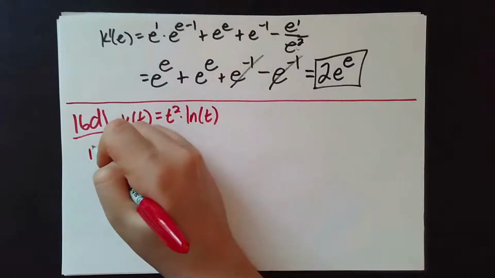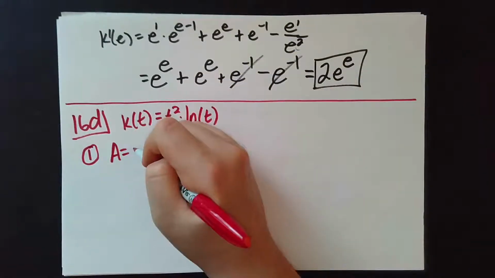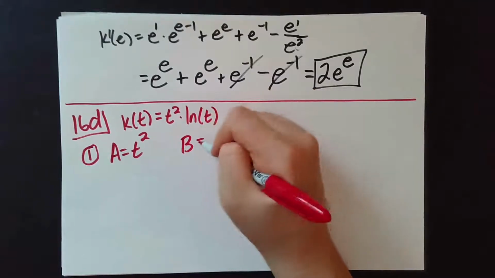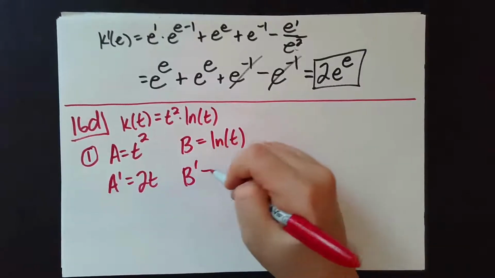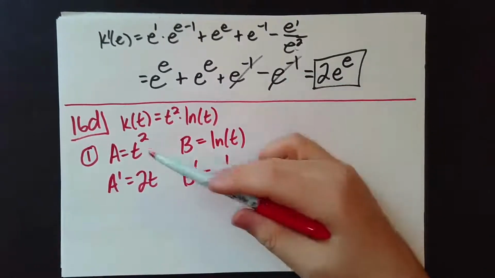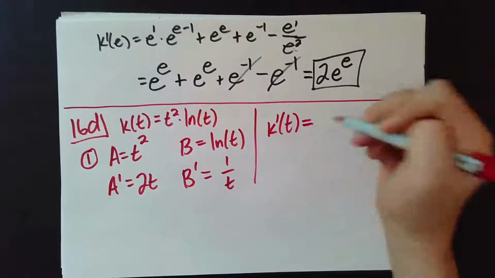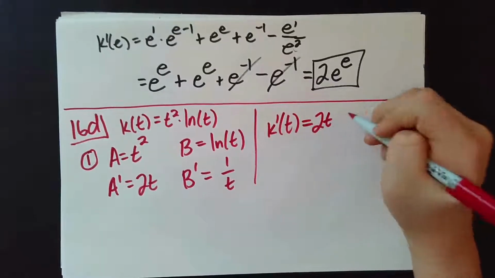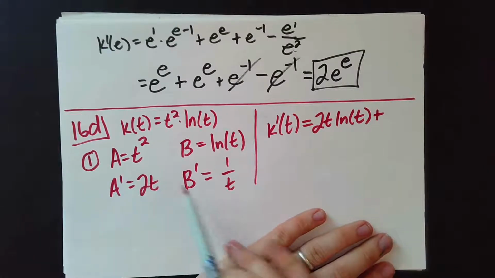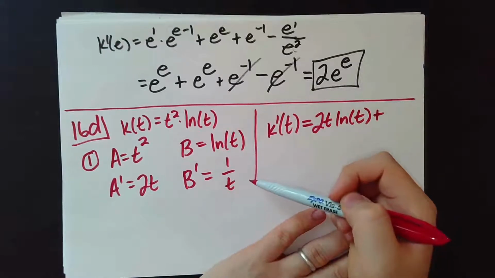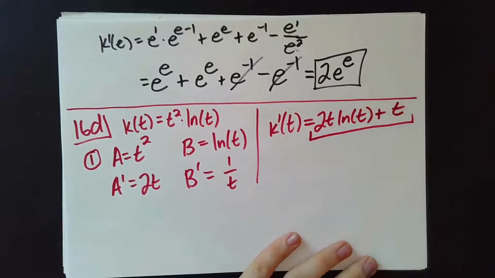Okay, so first step, we have to find the derivative and then set it equal to 0. So here I will write a equals t squared, b is the natural log of t, a prime is 2t, b prime is 1 over t, and then we multiply these. a prime b is 2t times the natural log of t, plus then ab prime is t squared times 1 over t, which is just t. And so now I want to know when this is 0.